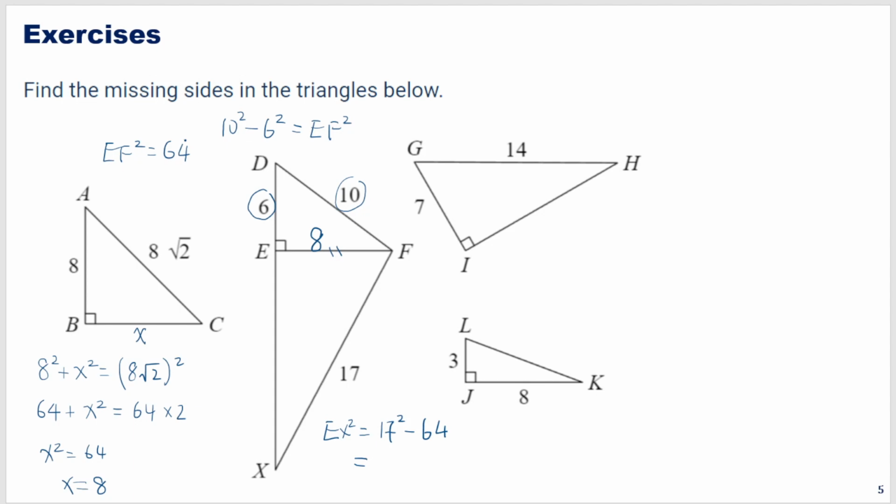And 17 squared is 289. Minus 64 gives you 225. Well, if you're familiar with this number, you know the square root of 225 is actually 15, right? So EX is 15. So this side is 15. Okay, next one. This is pretty straightforward.